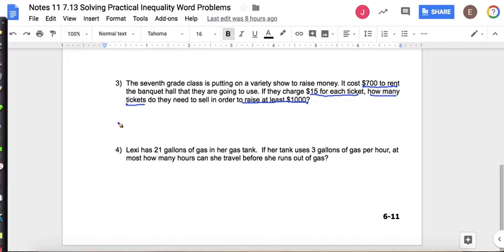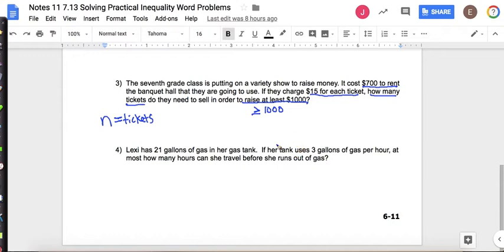So what do we want to find here? It says how many tickets, so we want to find T equals tickets. You know what, better yet, let's call it N because T looks too much like a plus sign, so let's call it N equals tickets. And this is another reason we state the variable, because then we can call it any letter we want. Okay, so we want to raise at least $1,000. That means greater than or equal to 1,000.